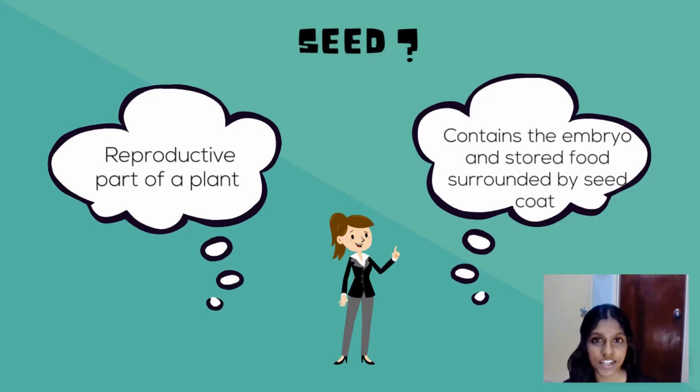So what is a seed? Well, a seed is a reproductive part of a plant. It contains the embryo and stored food surrounded by the seed coat. When the seed develops, the plant will undergo cell division, cell elongation, and differentiation into tissues and also organs.